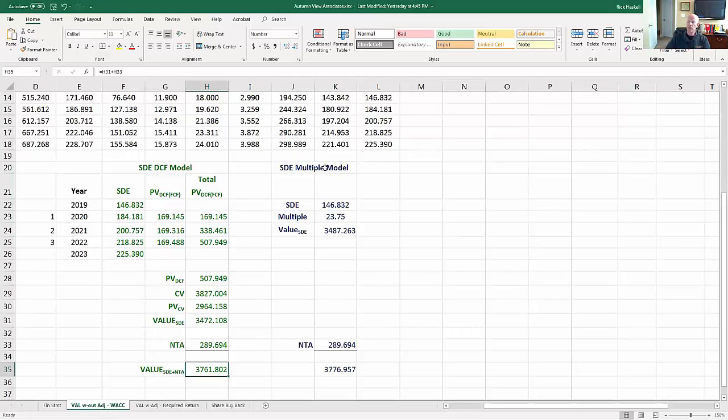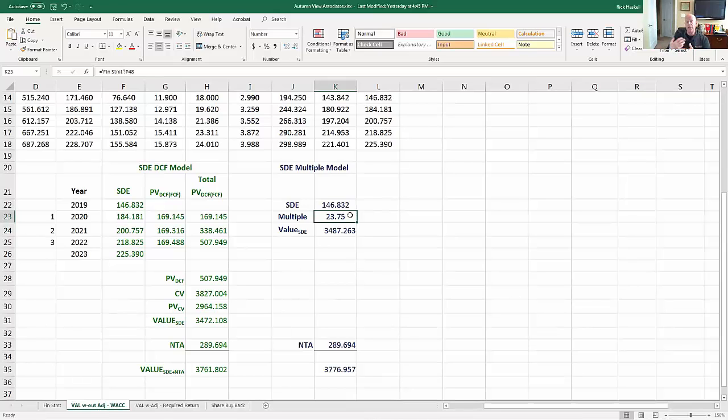You can see here that I've got a multiples-based valuation as well. I've done the same thing, and you'll notice that the SDE multiple is going to seem very high to you. This is not an EBIT multiple. It's not an EBITDA multiple. It's not a free cash flow multiple. It's an SDE, or a tax-adjusted EBITDA multiple. So it's going to have a different number to it. And so it's not nearly as high as it looks just by seeing it at 23.75.